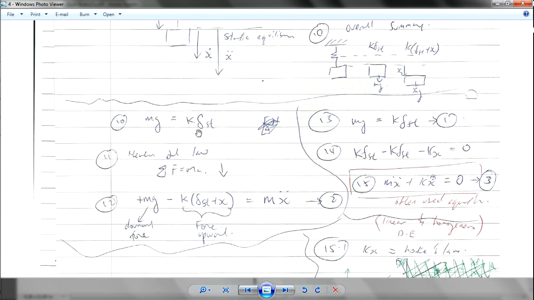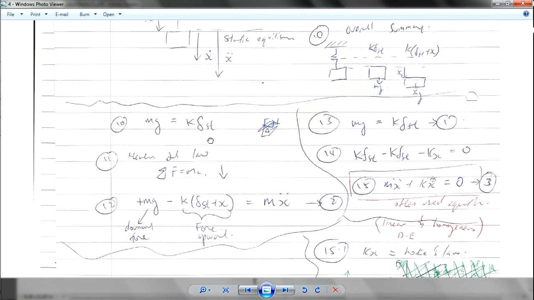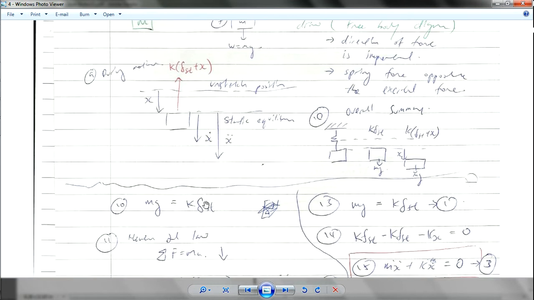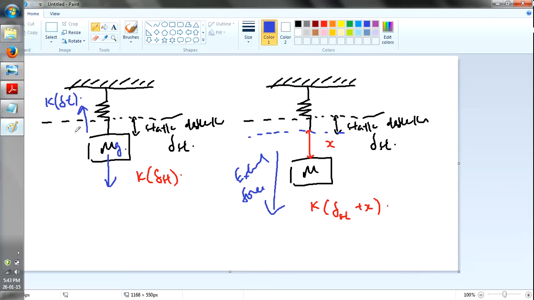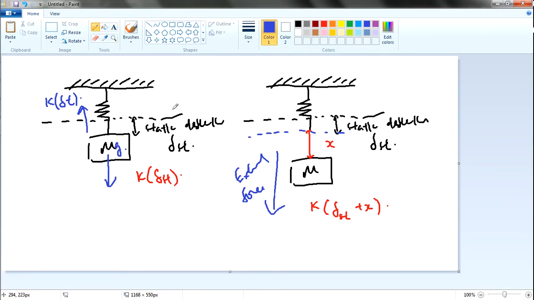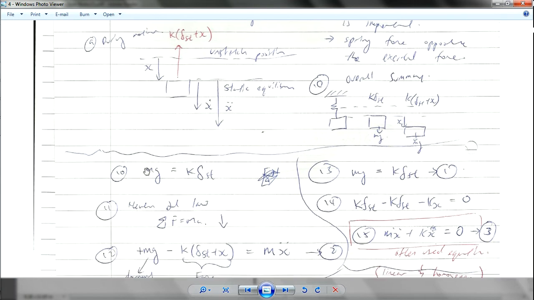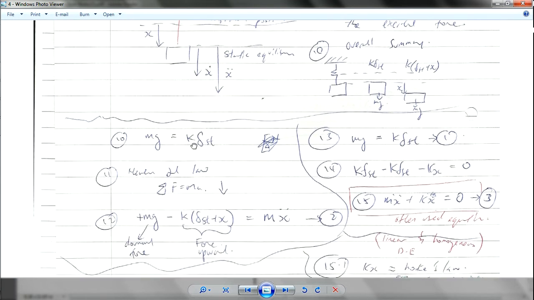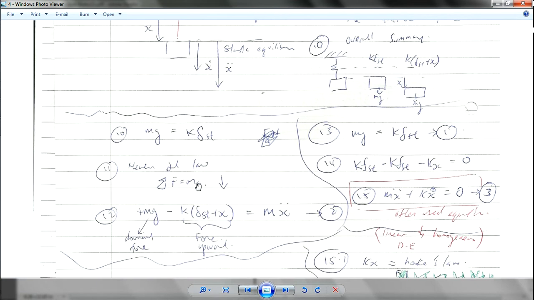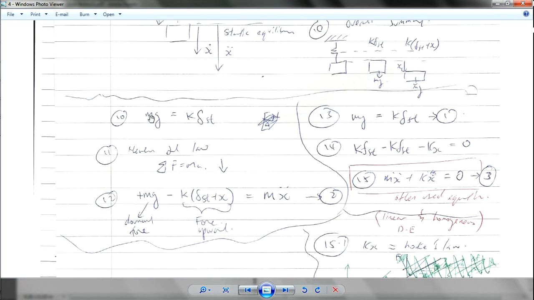So we know that mg equals k delta st, the static equilibrium. As I said, when you leave it static, there is no external force. mg equals the reaction force, in order to hold it there in a static equilibrium state. So we can deduce that mg equals this, and then we know Newton's second law, F equals ma. So we just sub it in.